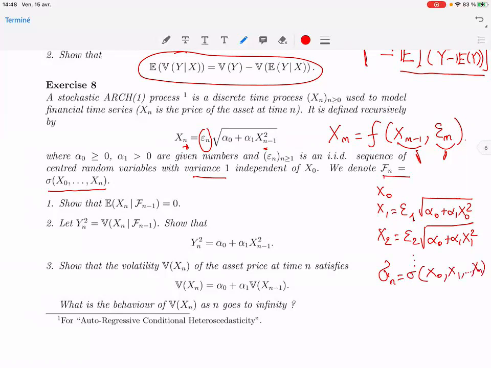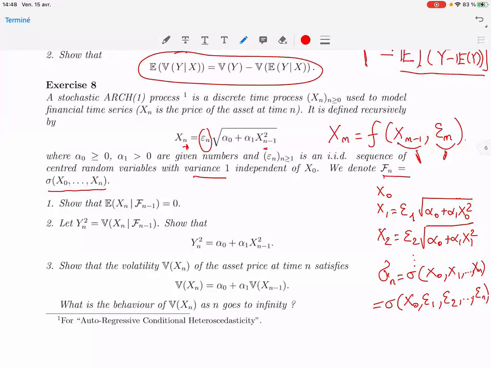But in fact, you see, you have the same information. It is also the sigma field generated by x0, epsilon 1, epsilon 2, ..., epsilon n, because x1 is in fact a function of x0 and epsilon 1, and so on. So in fact, the natural filtration of x is the same as the natural filtration of the epsilon, where you add the initial condition x0.